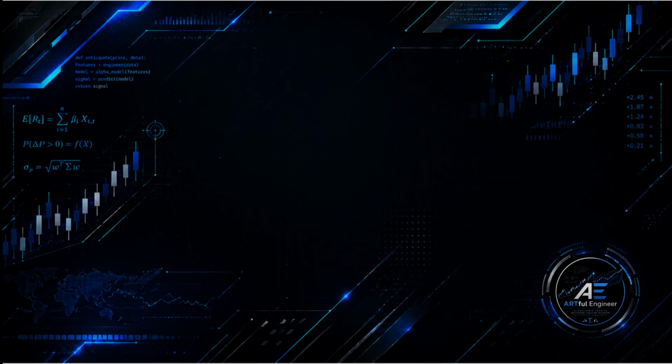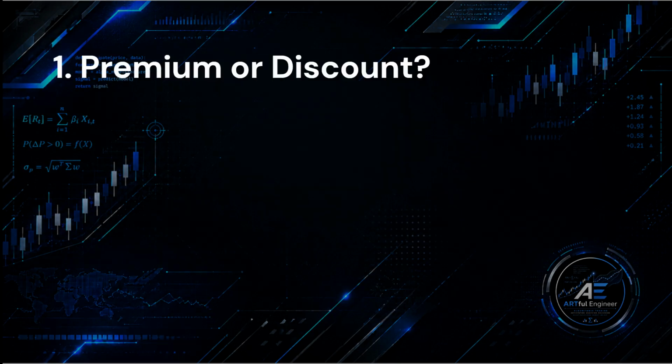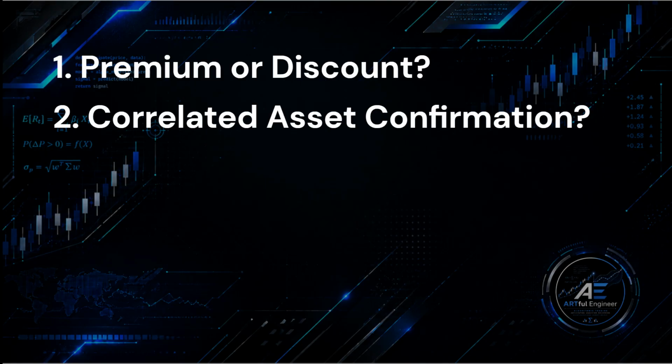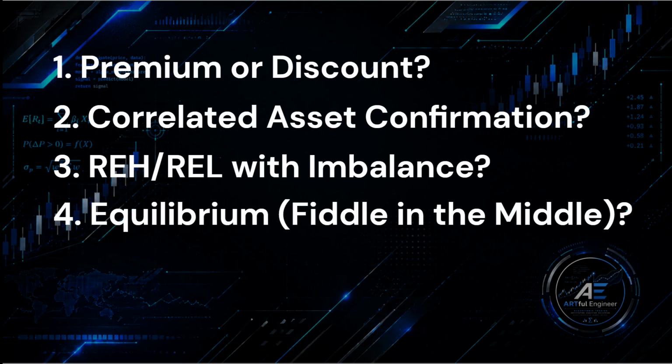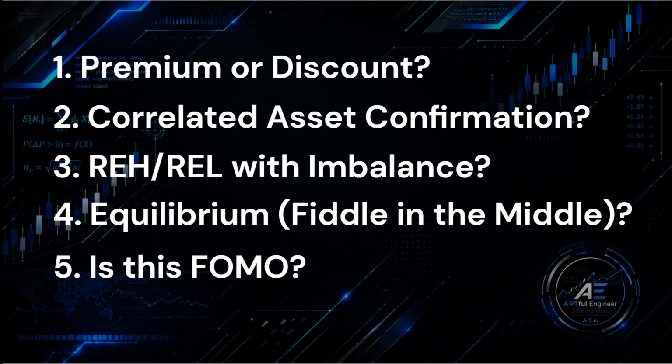So here's the full filter checklist. Number 1, is price in premium or discount? Number 2, do correlated assets confirm the idea? Number 3, are there smooth equal highs or lows with an imbalance still calling price higher or lower? Number 4, is price stuck at equilibrium? And number 5, are you entering because of a valid setup or because you are afraid to miss the move? If you can run through those 5 questions before every trade, you will likely avoid a lot of low-quality entries.